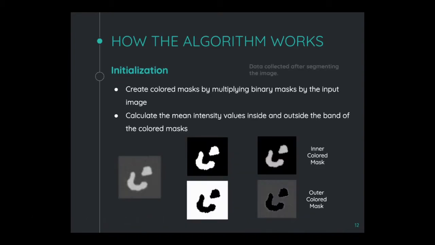The last step of the initialization process is to create colored masks of the image and calculate the mean intensity values inside and outside the band of these colored masks. A colored mask is made by multiplying the binary mask by the input image so that only certain areas of the colored mask will have RGB pixel values that range from 0 to 255 instead of just 0 and 1. The algorithm uses these intensity values to evolve the band by comparing them during each iteration.